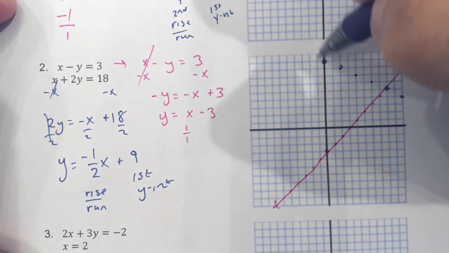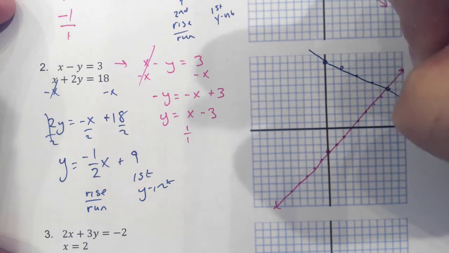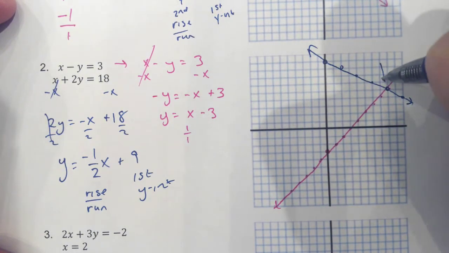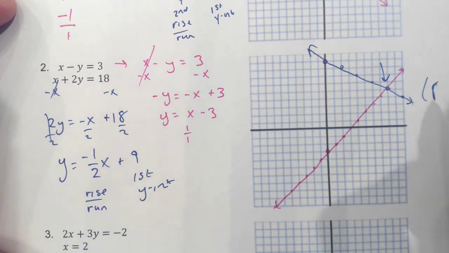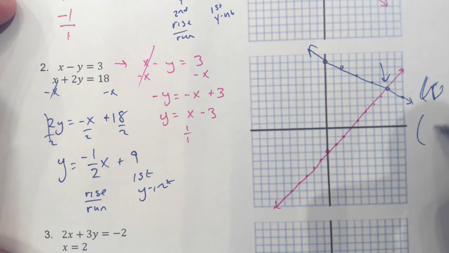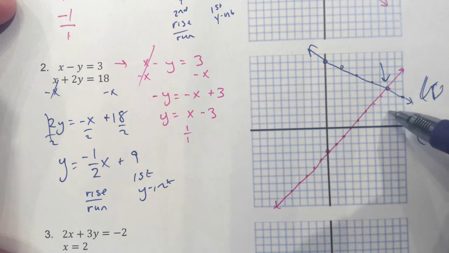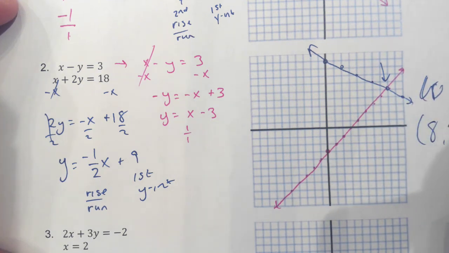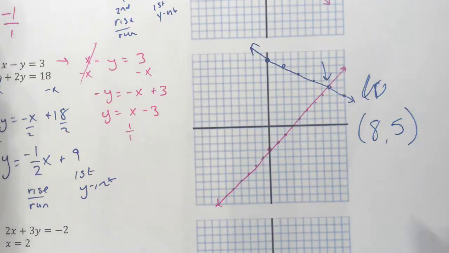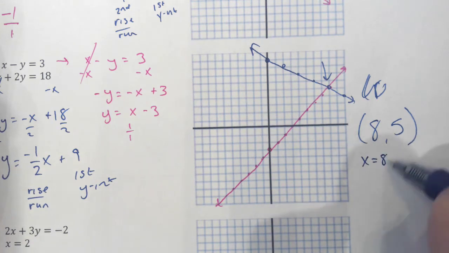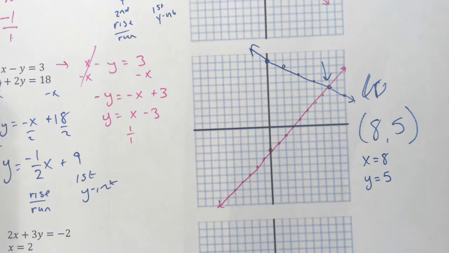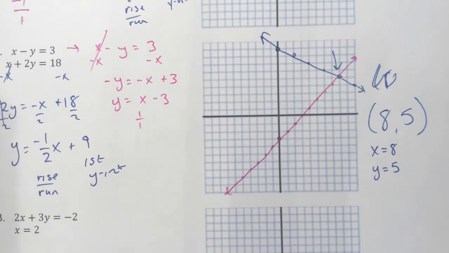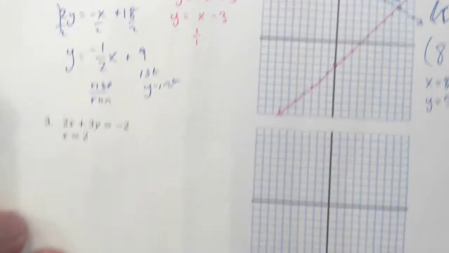All right, and we see the intersection. So we just have to name that point of intersection. So that is over 8. Oh man, that's a terrible 8. Over 8 and up 1, 2, 3, 4, 5. So 8, 5 is the solution. If they ask it for what does x equal and what does y equal, x would be 8 and y would be 5. Okay, let's look at number 3.